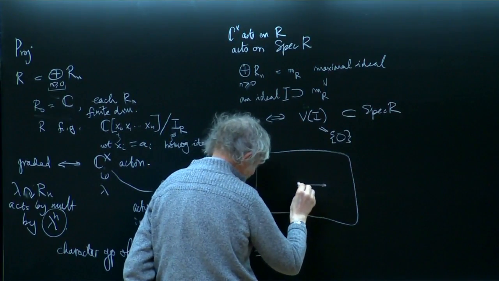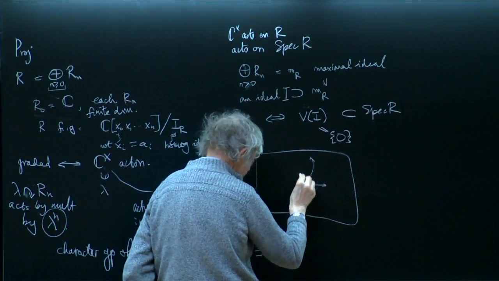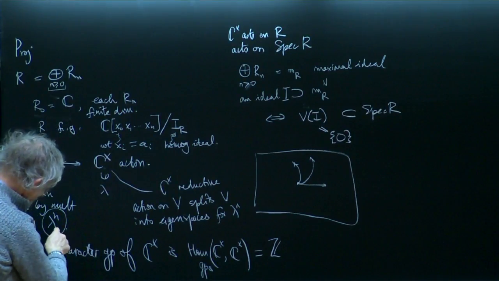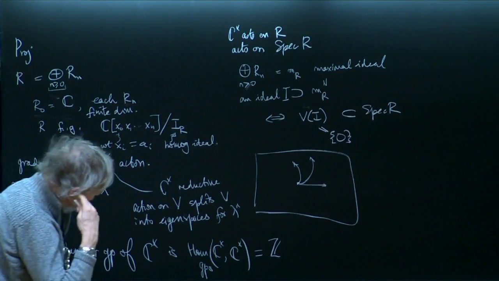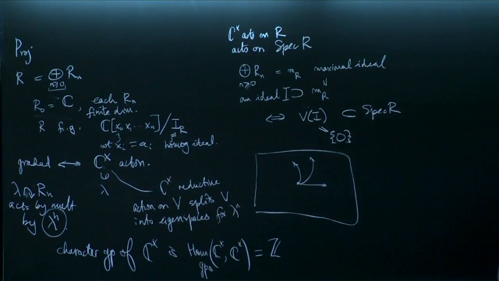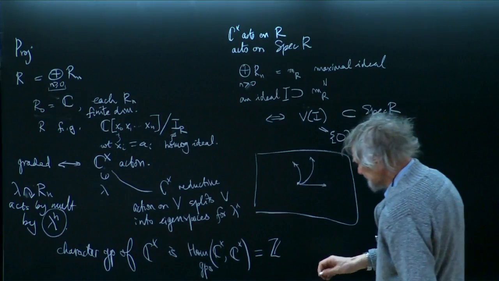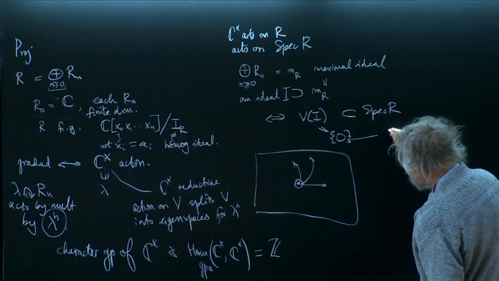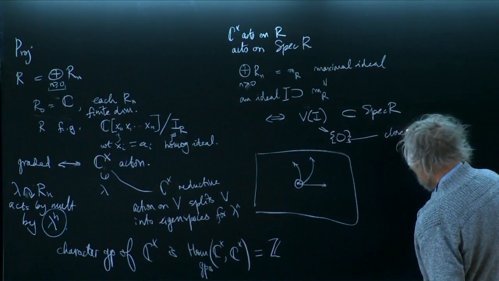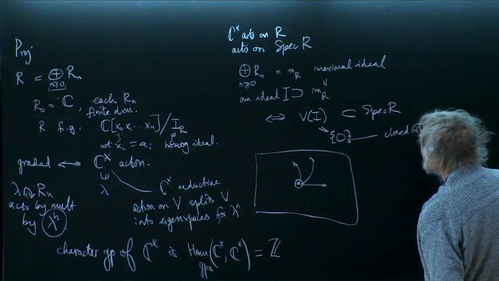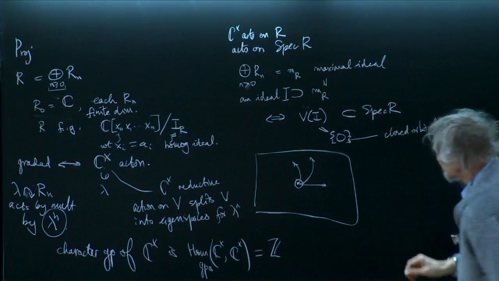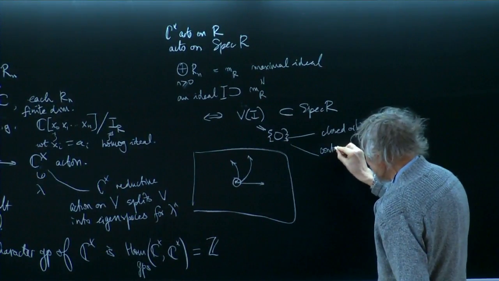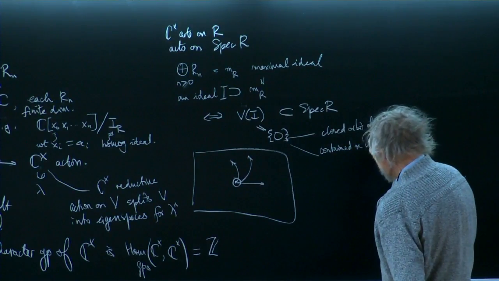So the group action is doing this kind of thing. The orbits under this group action are some kind of parabolas. At best, they're monomial curves. They're certainly not straight lines. Yes, and so this point, the origin, is a closed orbit of C star, and it's contained in the closure of every orbit.